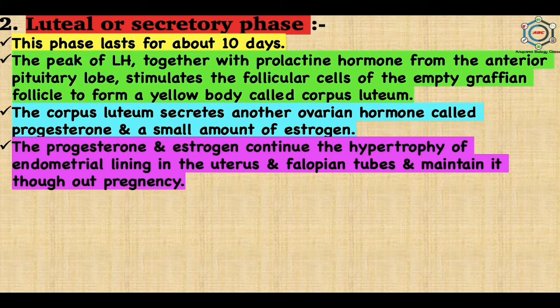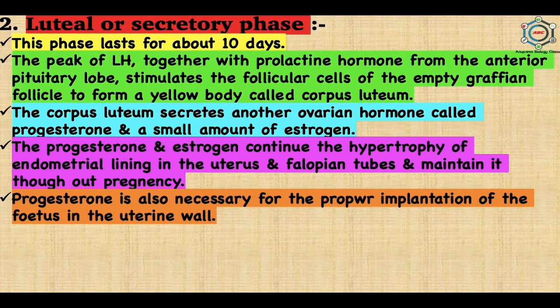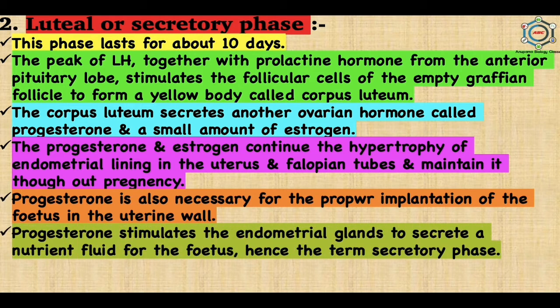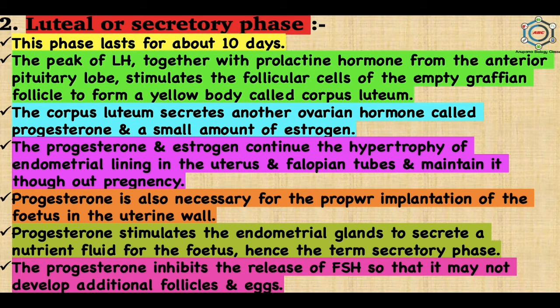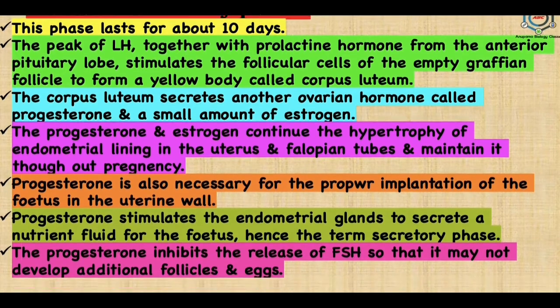Now, the progesterone and estrogen continue the hypertrophy of the endometrial lining in the uterus and the fallopian tubes and maintain it throughout pregnancy. Progesterone is also necessary for the proper implantation of the fetus in the uterine wall. The progesterone stimulates the endometrial glands to secrete a nutrient fluid for the fetus, hence the term secretory phase. Progesterone inhibits the release of FSH so that it may not develop additional follicles and eggs. So, this is the complete luteal or secretory phase.